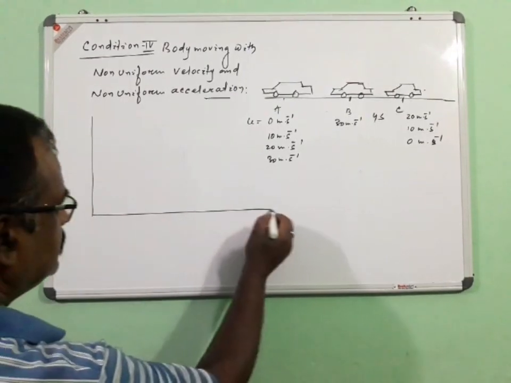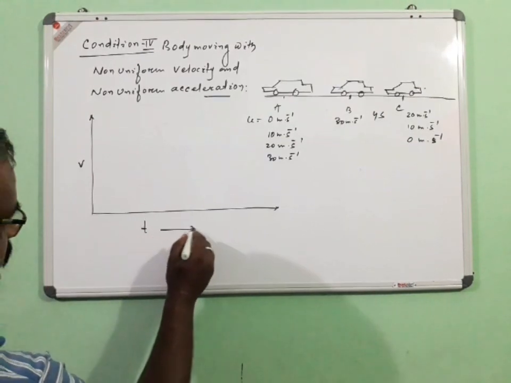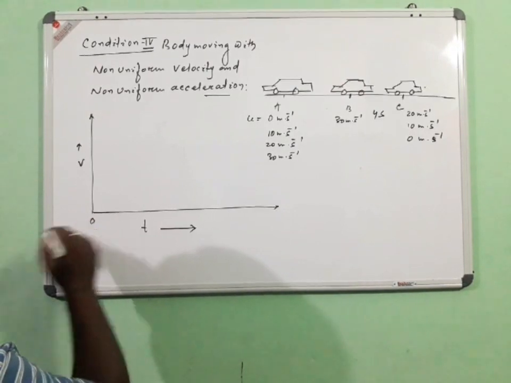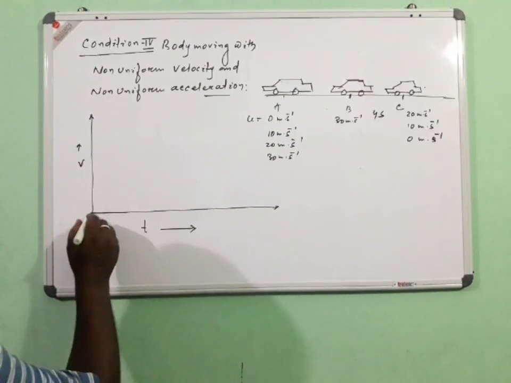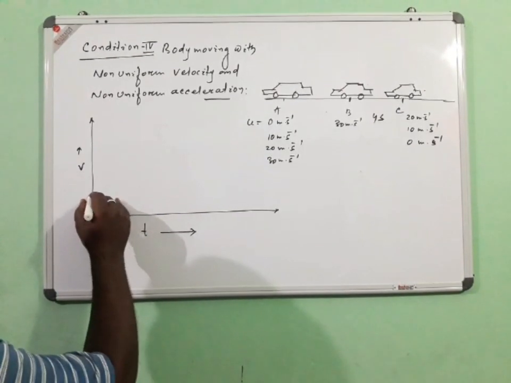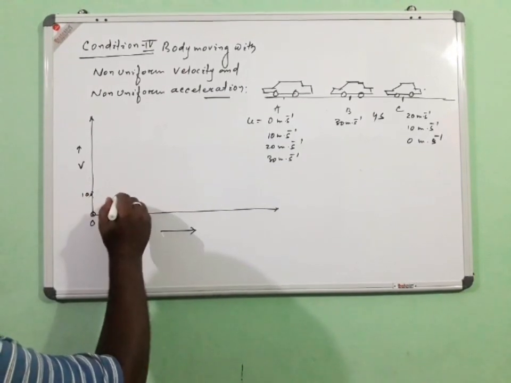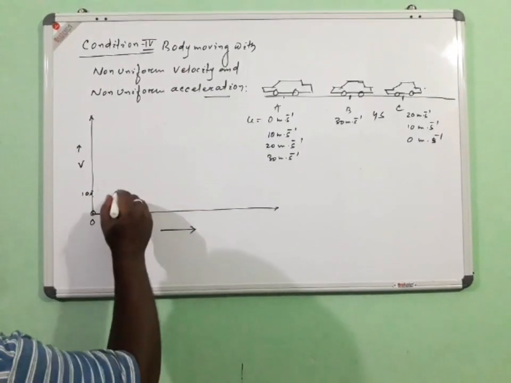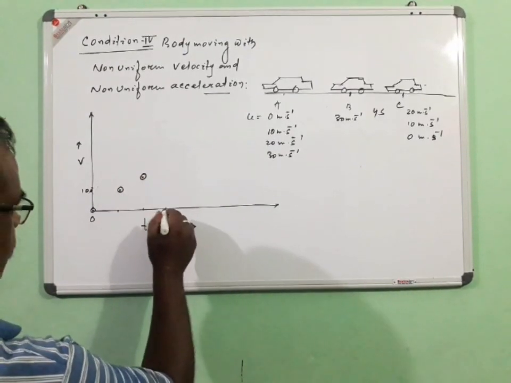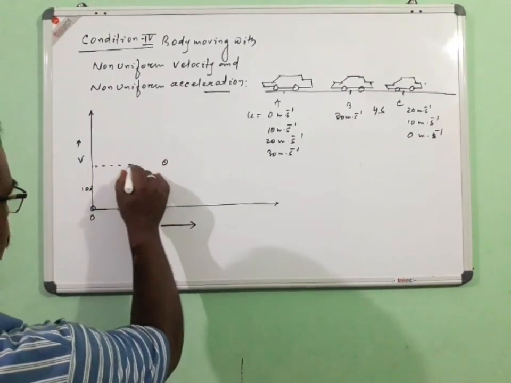For the first few seconds, if we see the velocity versus time graph, we will find that at 0 seconds the speed was 0 meters per second. After 1 second, it has gone up to 10 meters per second. Then after 2 seconds, it has gone up to 20 meters per second. After 3 seconds, it has gone up to 30 meters per second.